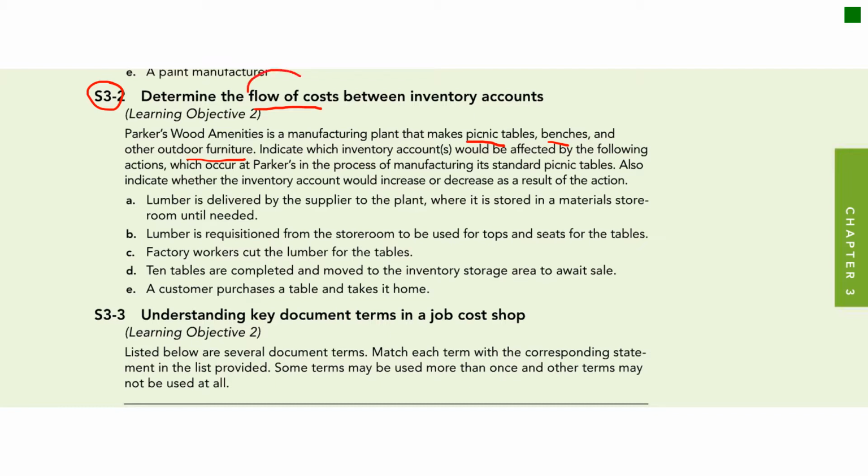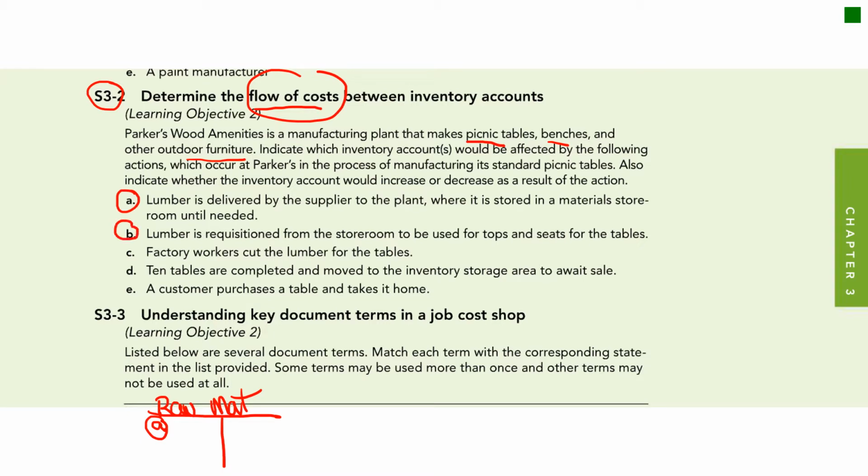So remember, this is all about cost flow. So in letter A, it says lumber is delivered by the supplier to the plant where it's stored in a materials storeroom until needed. So guys, this is going to be raw materials. So I'm going to draw a T account down here just to indicate this is where it would go. So in letter A, you would be increasing your raw materials account.